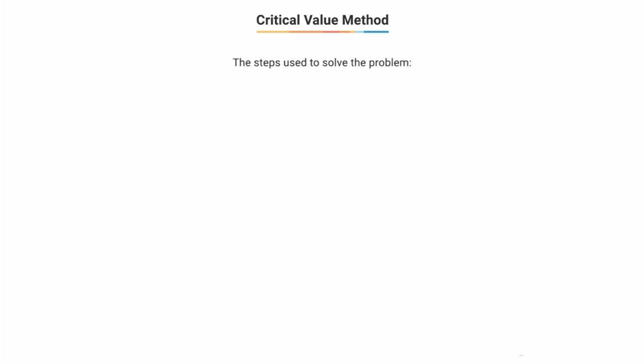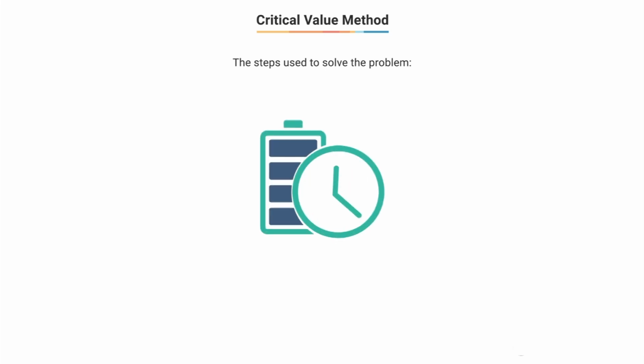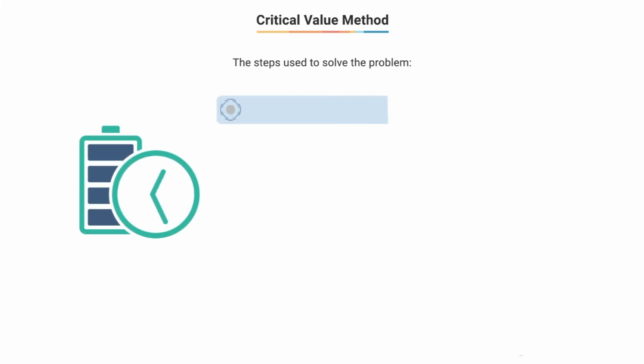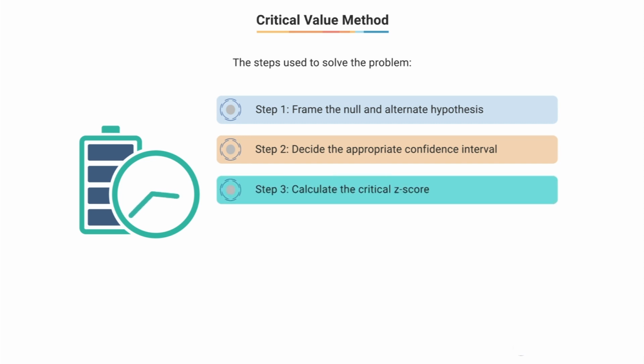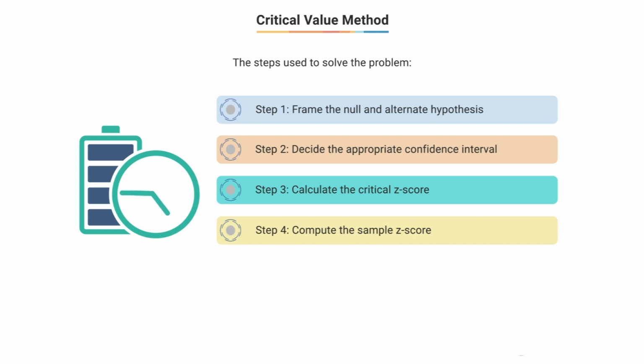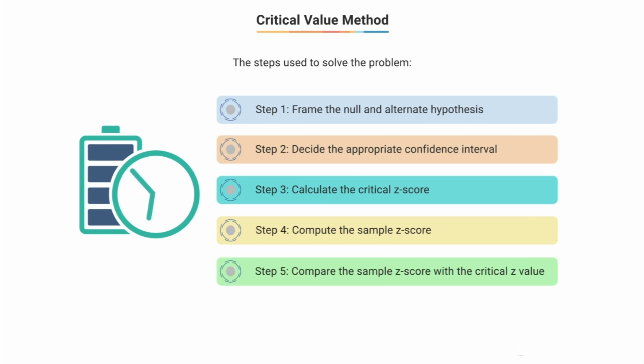So let's quickly recap all the steps that we have used to solve this. We wanted to challenge the popular belief that the charging time is exactly equal to 30 minutes. The first step was to frame the null and alternate hypothesis. The second step is to decide the confidence level. The third step is to determine the critical Z score. The fourth step is to compute the sample Z score or the Z statistic for a general hypothesis test. Fifth and final step is to reach a decision and interpret the result.